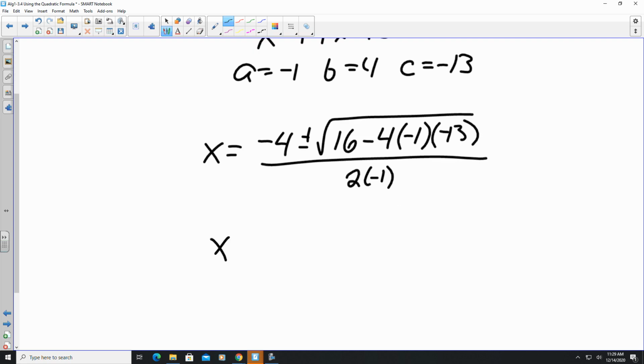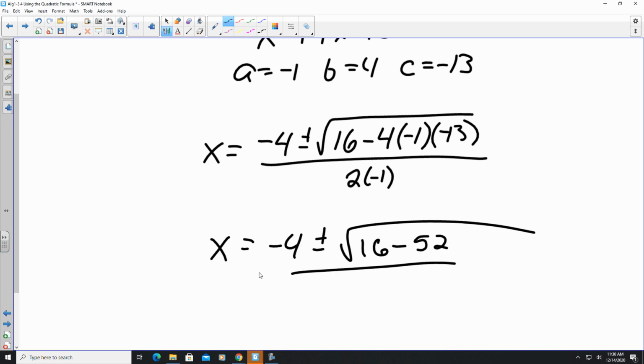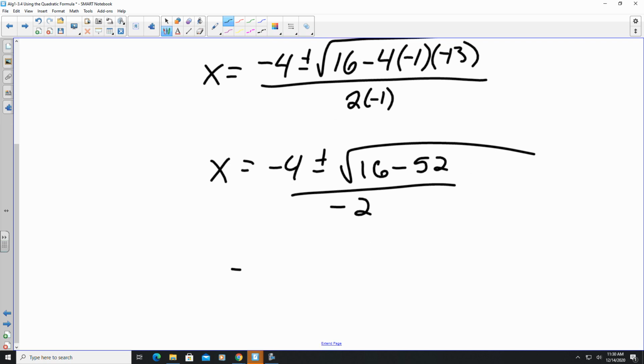So going over here, x equals, I got this negative 4 plus or minus the square root of, I got 16, and then I got negative 4 times negative 1 times negative 13. That is negative 52, and that's going to be divided by negative 2. 16 minus 52 gives me a negative 36. So I got plus or minus the square root of negative 36. If I took the square root of that, that is going to be 6i divided by negative 2.